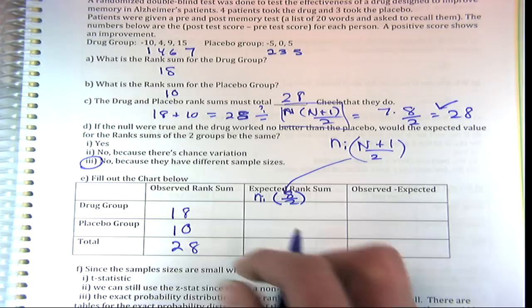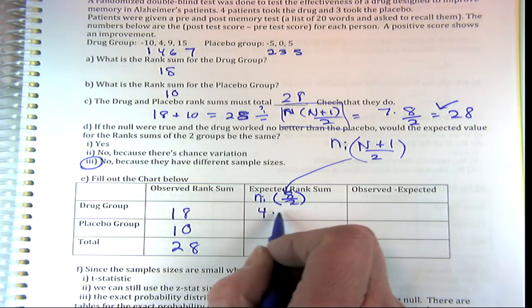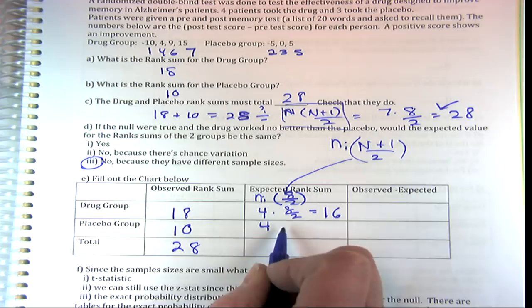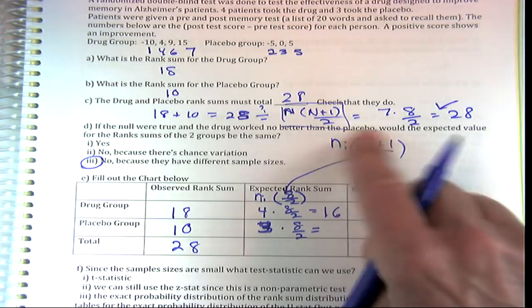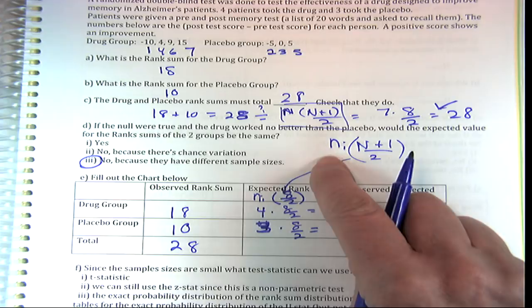So now, for the drug group, it's a sample size of 4, so it's 4 times 8 over 2, and we get 16. And for the placebo group, it's not 4, but 3 times 8 over 2, because there's a group of 3. So you'd expect the average. This is a very easy formula to remember. This is the average of the numbers between 1 and n, and this is just the sample size.